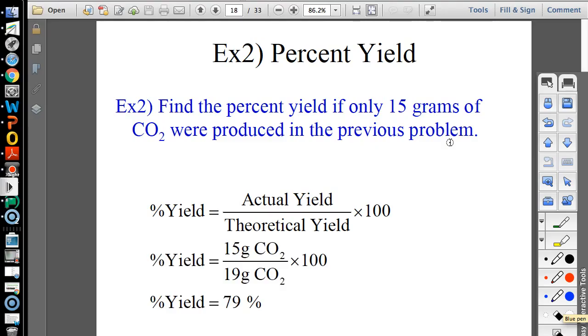And so let's say we just figured out that we should get 19 grams of carbon dioxide, right? Well, if I really did this reaction and I got 15 grams, what I actually got divided by what I should have got, or my theoretical yield, that part divided by whole times 100 gives me my percent yield. And so this is just good percent work. Part divided by whole, actual divided by theoretical times 100.